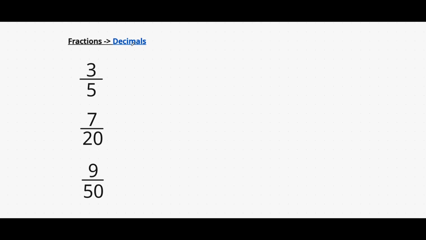Okay guys, so I'm going to show you how to turn fractions into decimals. So let's look at our first problem, 3 over 5.